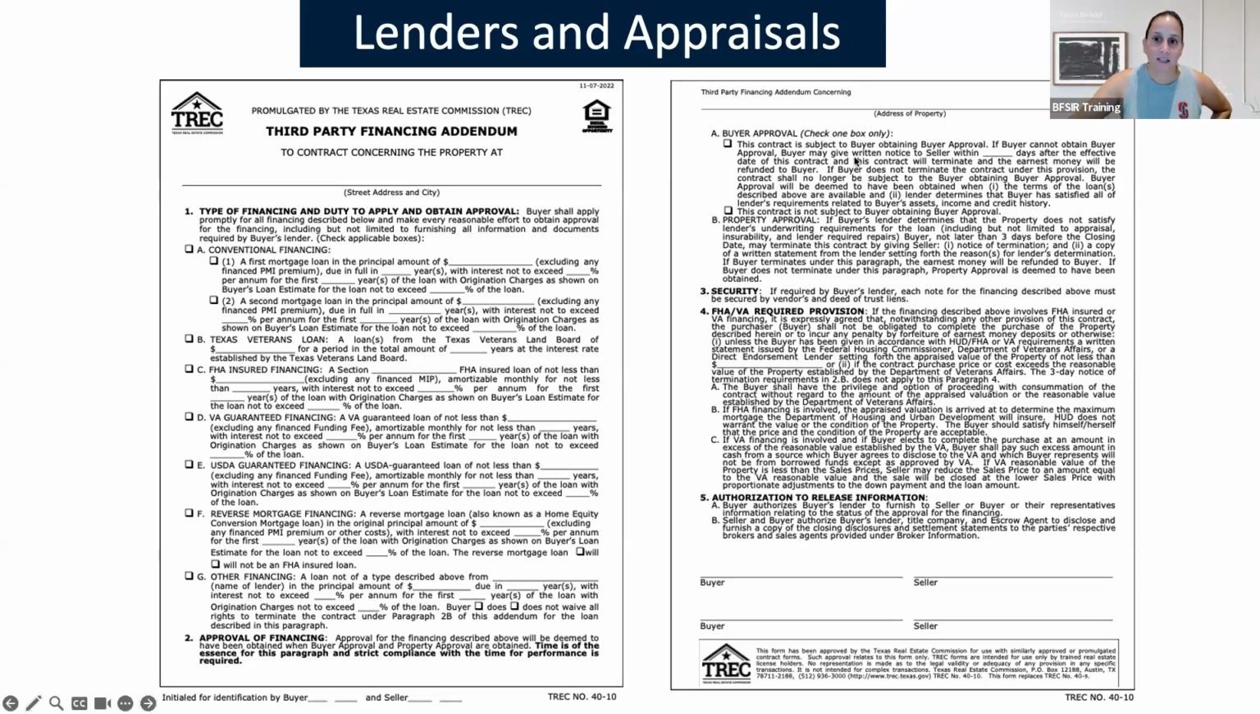So this one is easy to fudge and just say buyer didn't qualify, 2A. 2B is not easy to fudge because the lender has to write a note and say why. Notice of termination and a copy of a written statement from the lender setting forth their determination. Any questions there? People get confused on that all the time.